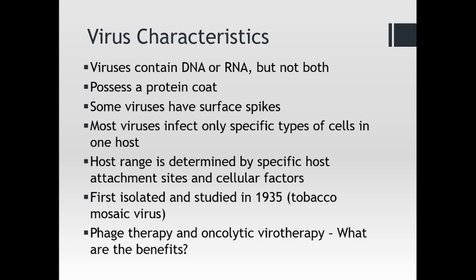Because the spikes that viruses have on their surface are very specific to host cell attachment sites. And so they kind of are like a hand and glove kind of fit, where the spike only can be picked up or attached to particular carbohydrates or proteins that are on the surfaces of host cells.